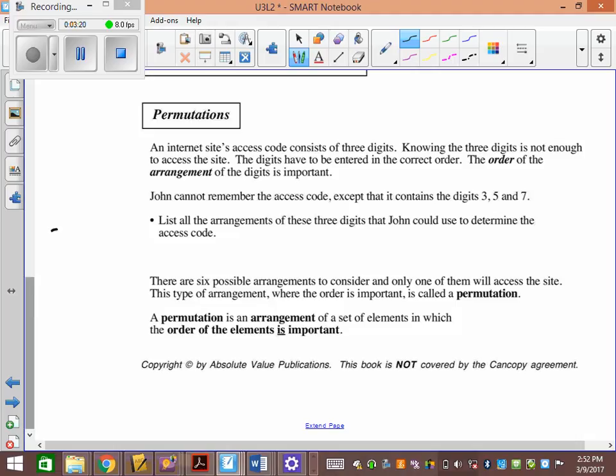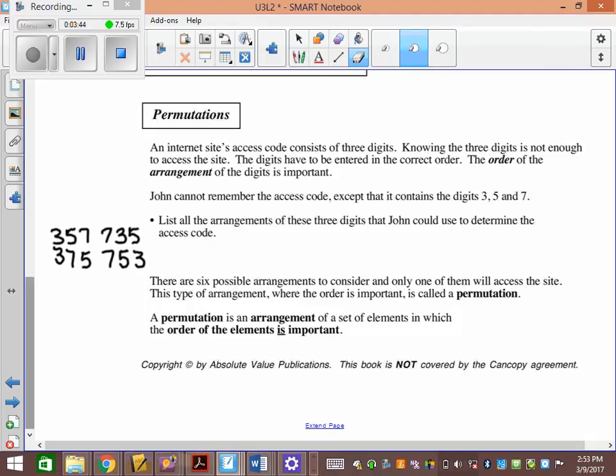So he could do 357. He could try that. He could try 375. He could try 735. He could try 753. Oh, crud. He could try 5, start with a 5: 573 or 537. So there would be 6 options that you'd have to try until you possibly, the worst case scenario, had to try all 6 to get in, right?